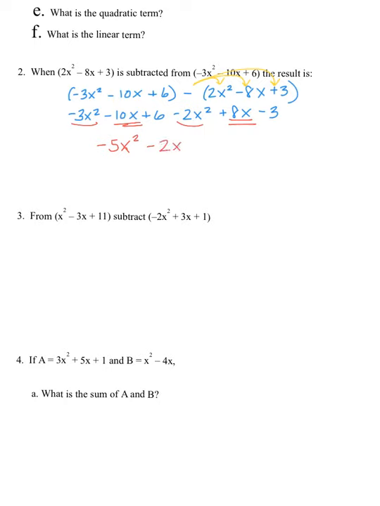Lastly, we have our constant terms, positive 6 and negative 3, and together that makes positive 3. In the end, our final answer is negative 5x squared minus 2x plus 3 in standard polynomial form. So again, please make sure that the order of your problem is set up correctly before you continue to solve, or otherwise you'll be distributing the negative to the wrong polynomial.